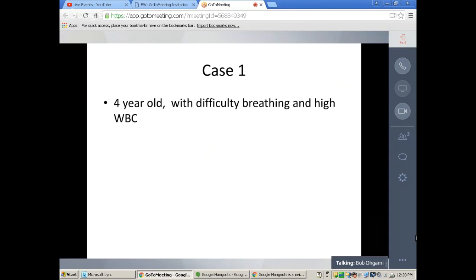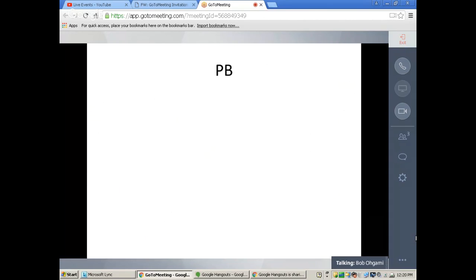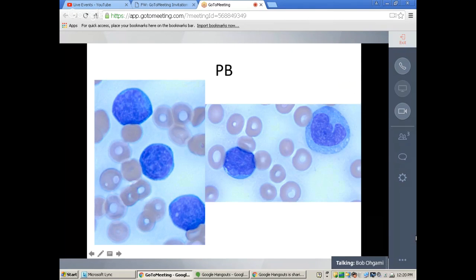The first case is a 4-year-old with difficulty breathing and a high white blood cell count. A peripheral blood smear is performed, and this is what the blasts look like. I tend to be a bit repetitive in lectures sometimes to try to hammer in information. You look at these blasts here, and these blasts are small to medium to large in size. They have very high nuclear to cytoplasmic ratios. They have fine to moderately dense nuclear chromatin. They have no cytoplasmic granules. And so they look kind of like lymphoblasts.